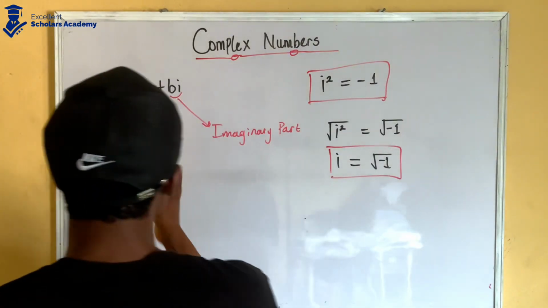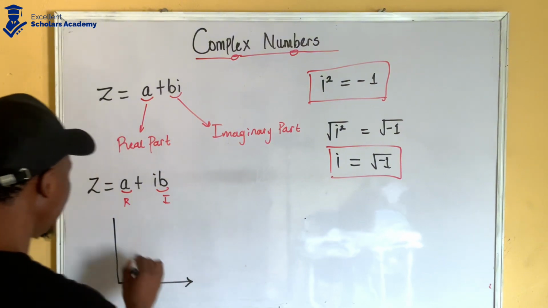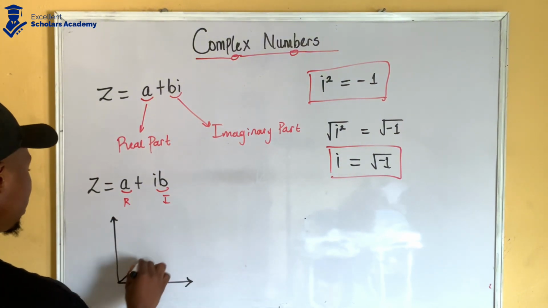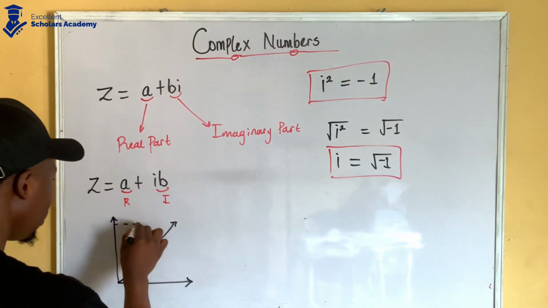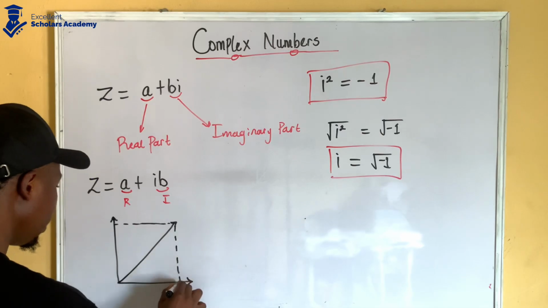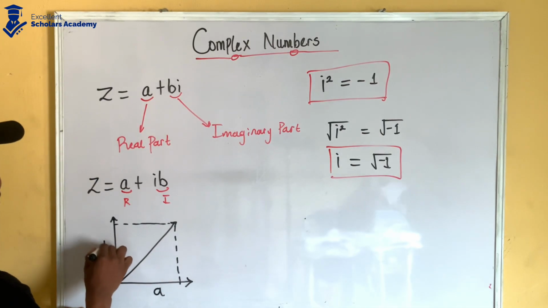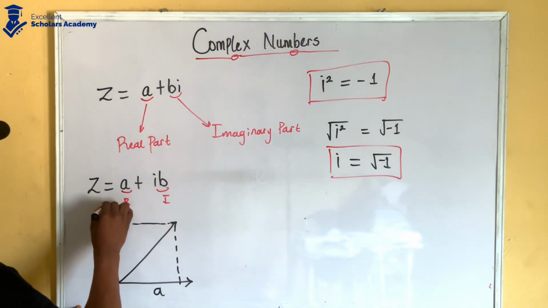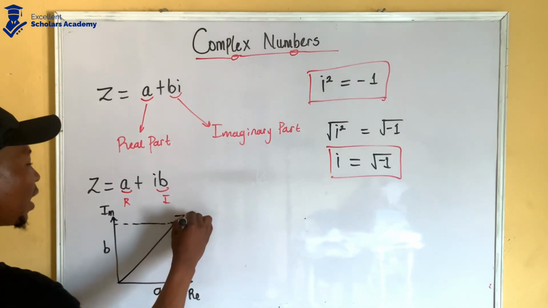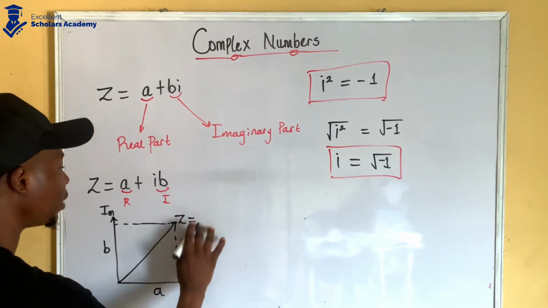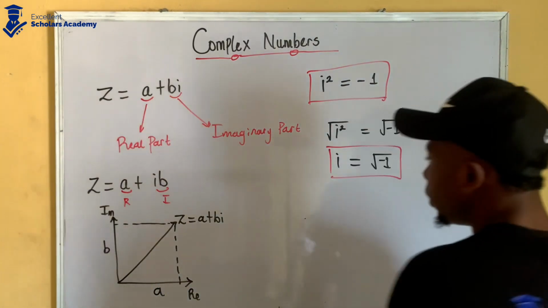Now, representing this complex number graphically, let's say this is our modulus. At this point, we have this point. So this is going to be our A, while this is going to be our B. Now this, of course, is the imaginary axis, while this is the real axis. So this is where you have your Z is equal to A plus BI or A plus IB, whichever one you want to write.